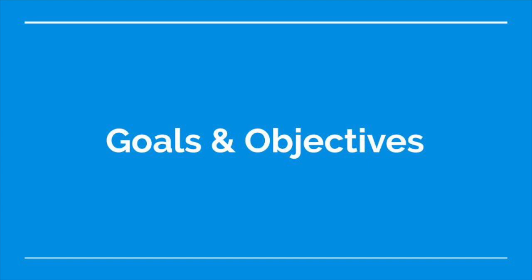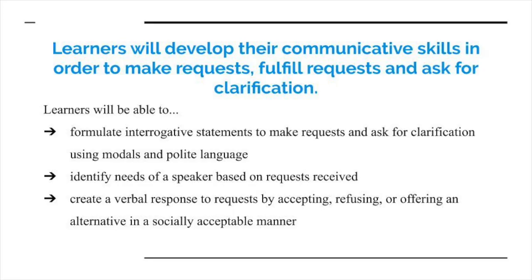So, to establish a solid foundation for all participants for English speaking and listening, the following goals and objectives were determined. Goal number 1: learners will develop their communicative skills in order to make requests, fulfill requests, and ask for clarification. For the objectives, learners will be able to formulate interrogative statements, to make requests and ask for clarification using modals and polite language, identify needs of a speaker based on requests received, and create a verbal response to requests by accepting, refusing, or offering an alternative in a socially acceptable manner.